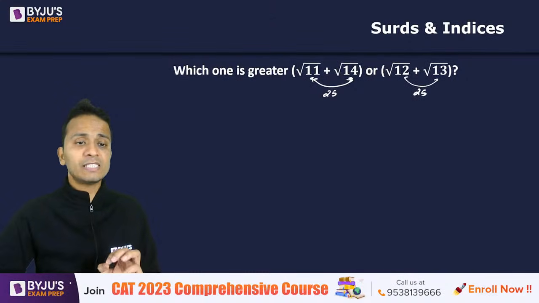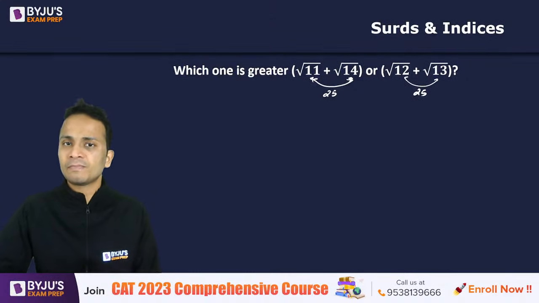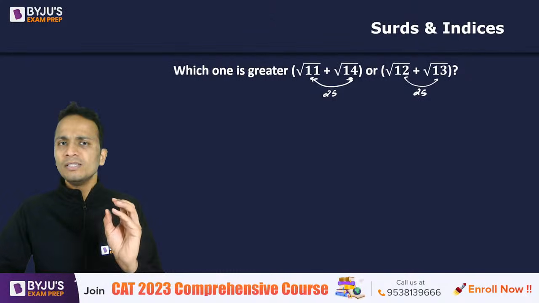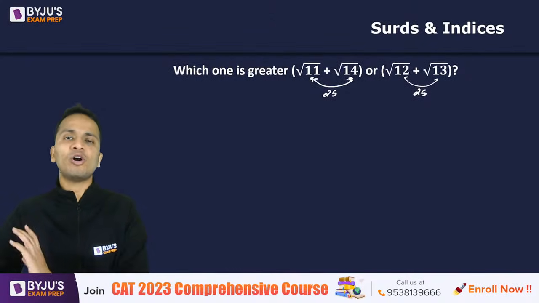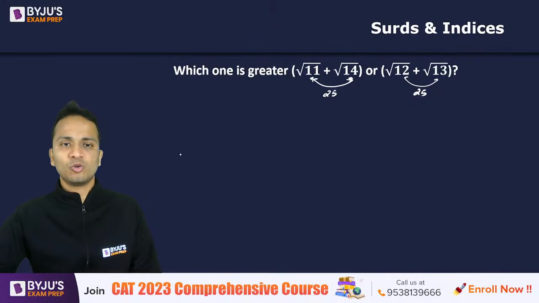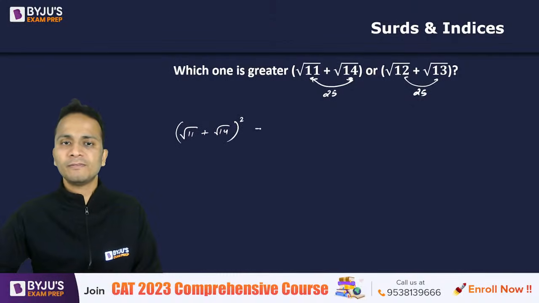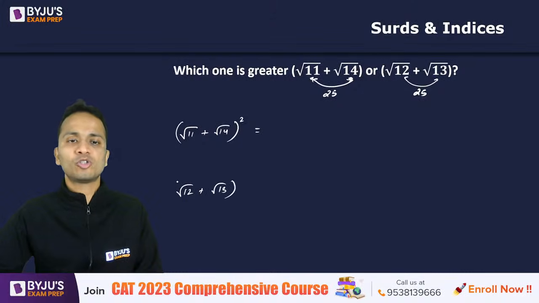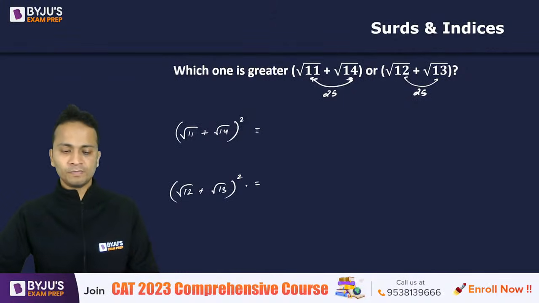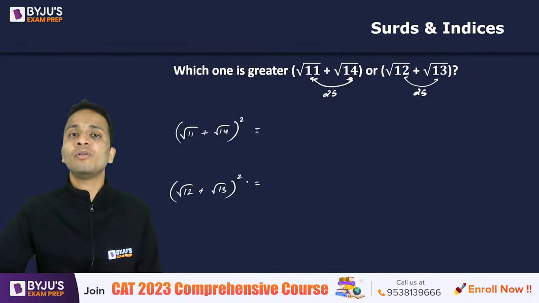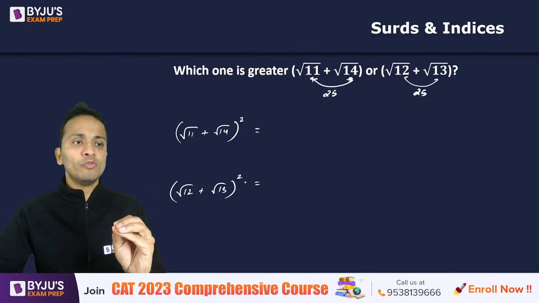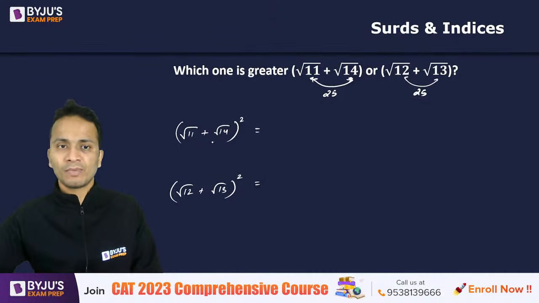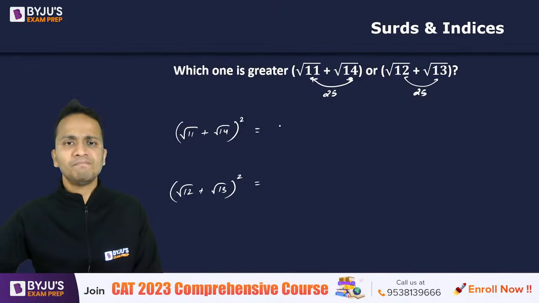So whenever you see this kind of peculiar thing happening, what you need to do is just take the square of these two numbers. Take the whole square of both numbers, okay? So root 11 plus root 14 whole square, calculate this, and root 12 plus root 13 whole square. Calculate both of these, and after that you will be in a position to compare these numbers. So the formula for a plus b whole square will be used, that is a square.